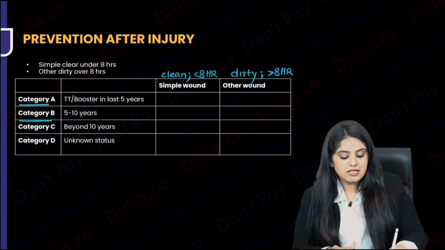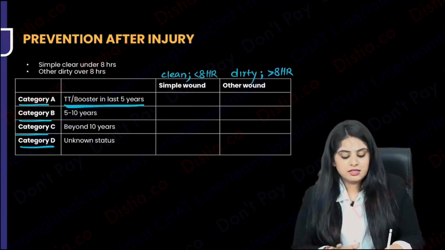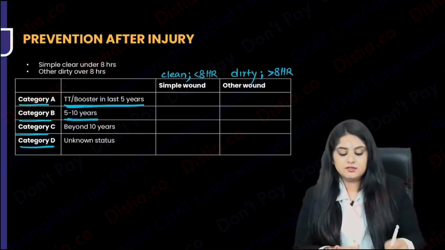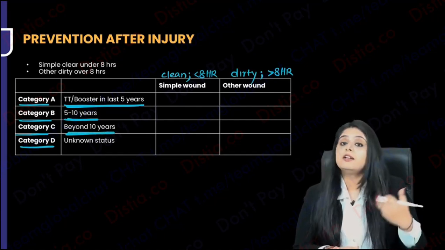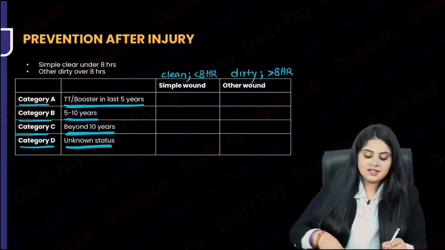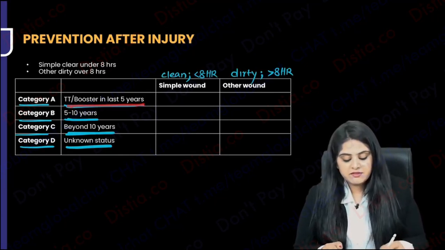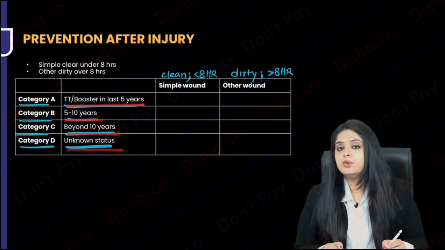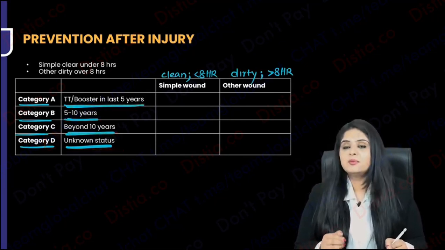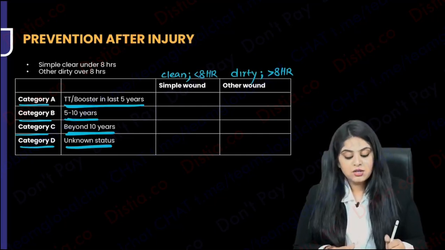Then we have category A, B, C, D, means if the person says that I have had a tetanus toxoid or a booster in the last 5 years. The other one says 5 to 10 years. Third category says I had it beyond 10 years ago, and the fourth category is the most common that you'll find in our country, who will say pata hi nahi what injection I had got. So repeating, within 5 years, 5 to 10, above 10, and I don't know, the Dumbo people who have no idea what has happened in their life, whether they ever got any injection or not.